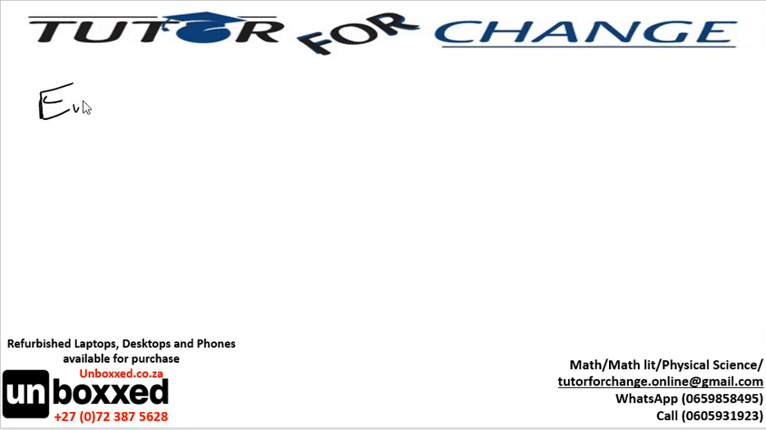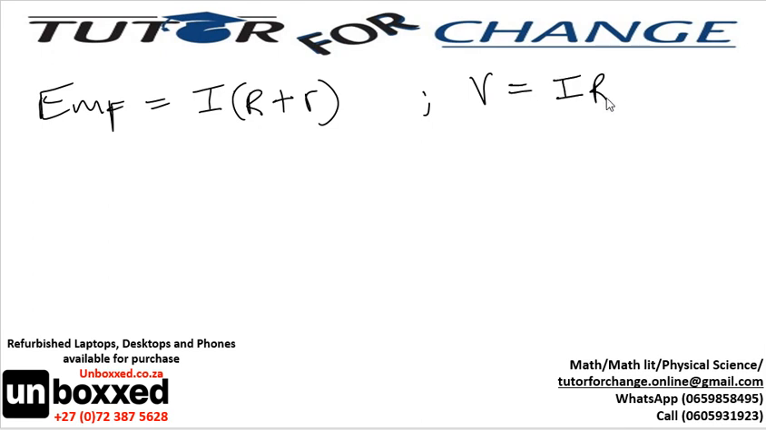We know we have EMF, which showed us that EMF is given as that. Then we know we have the potential difference, which is given as that depending on what resistor you are working with. If you are working with the total potential difference, it means you will be working with the total resistor. And there are two possible ways of measuring a total resistor.